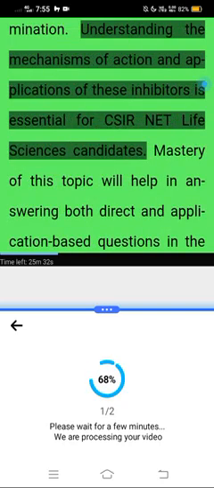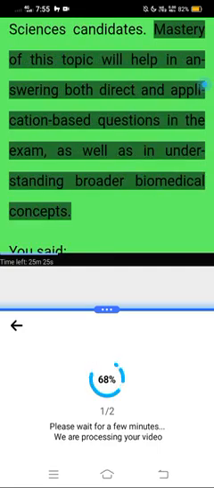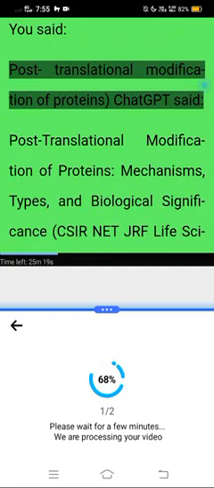Understanding the mechanisms of action and applications of these inhibitors is essential for CSIR-NET life sciences candidates. Mastery of this topic will help in answering both direct and application-based questions in the exam, as well as in understanding broader biomedical concepts.